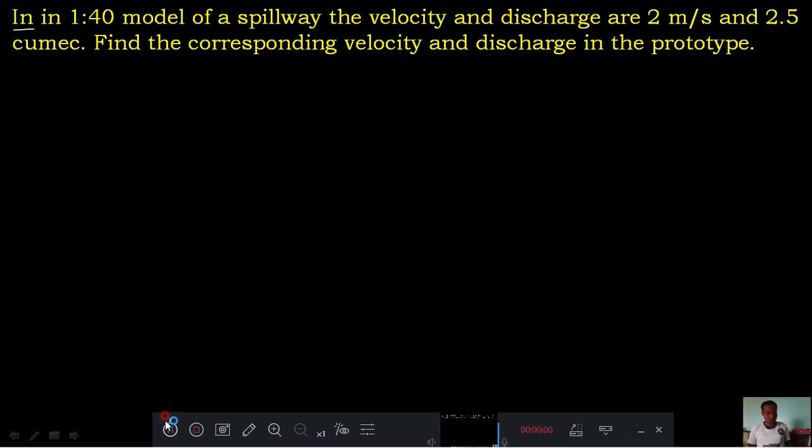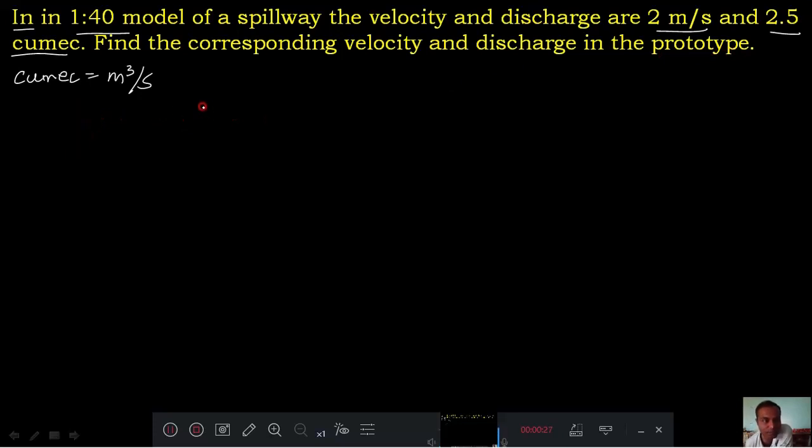In this class, we will discuss the problems on Froude's model number. Okay. The first problem: in a 1 in 40 model of a spillway, the velocity and discharge are 2 meter per second and 2.5 cubic. Cubic means, always remember, meter cube per second. Find the corresponding velocity and discharge in the prototype. It's a very easy question, a 1 mark question you can call.